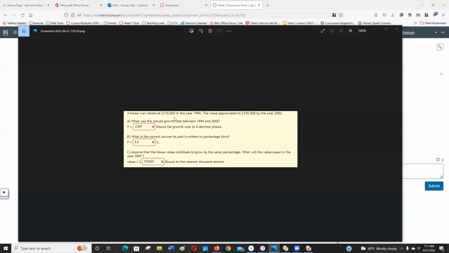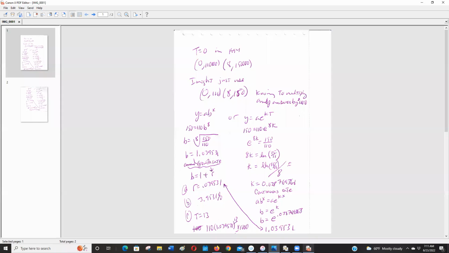So do you see on this question how they're asking us the annual growth rate? While we certainly can do this problem using that y equals AE to the KT model, because they're asking for annual, it's going to be fewer steps to use the AB to the X model. So what I did was, let me find the work here.